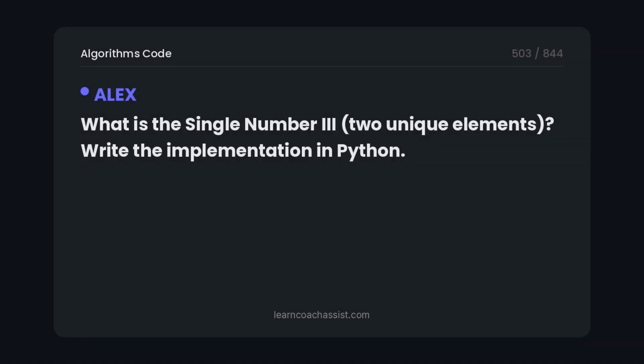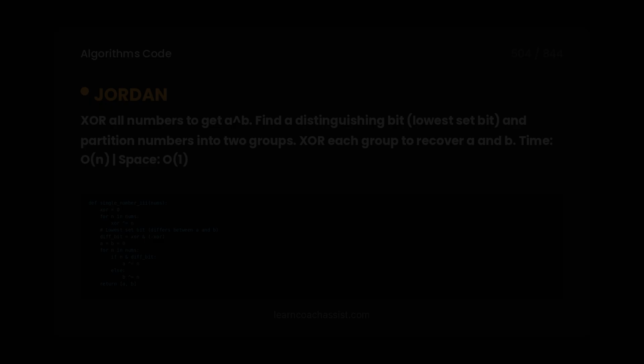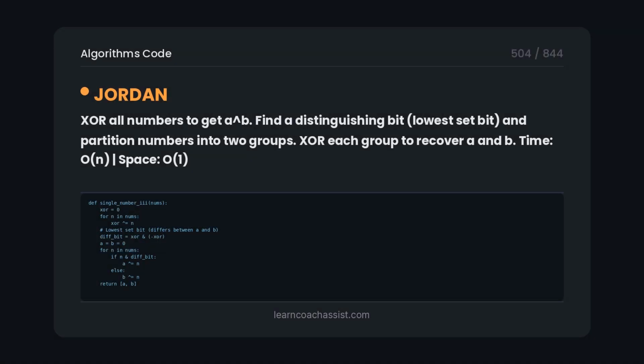What is the single number 3? 2 unique elements. Write the implementation in Python. XOR all numbers to get a XOR b, find a distinguishing bit, lowest set bit, and partition numbers into 2 groups. XOR each group to recover a and b. Time O(n), space O(1).